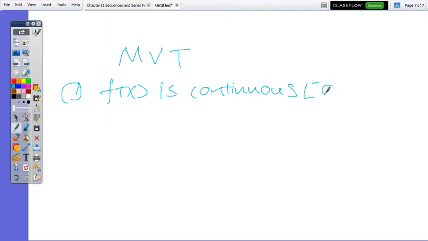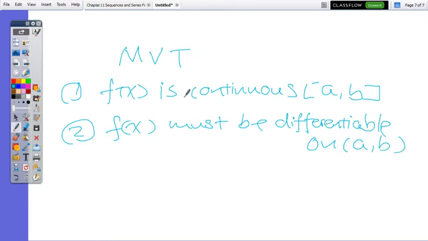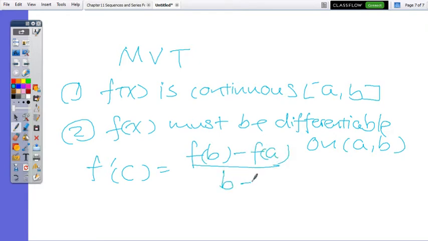On AB, closed interval, f of x must be continuous. Well, must be differentiable, excuse me, on the open interval from A to B. And since we can satisfy the conditions, that means we can set up that f prime of c equals f of b minus f of a over the quantity of b minus a.